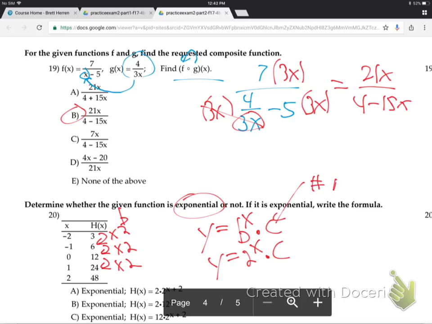C is the number next to x is 0. So look at x is 0, go across. That's your c, 12. So it's 2 to the x times 12. Is that good on that? And you can just plug in points too. Figure it out that way too.